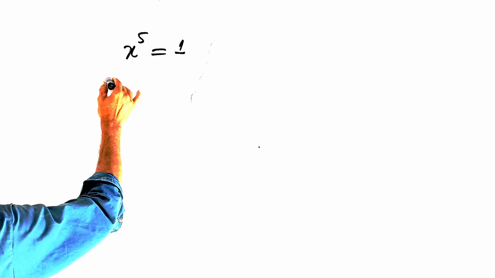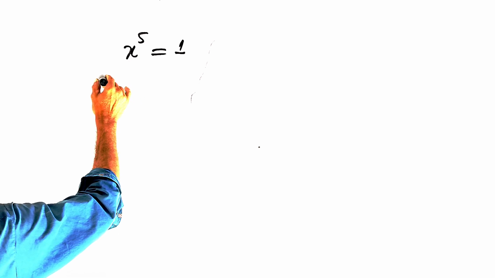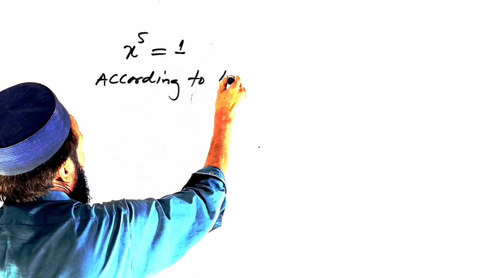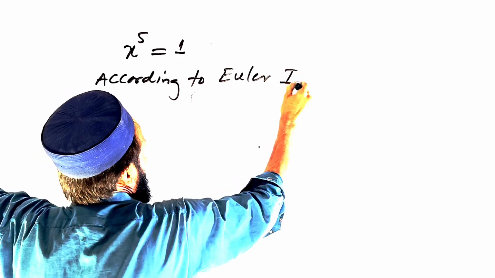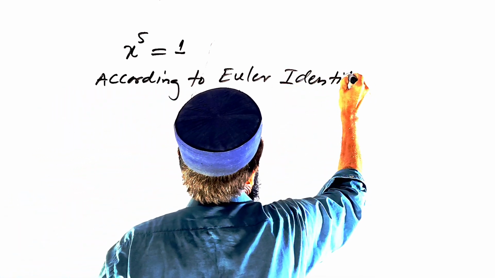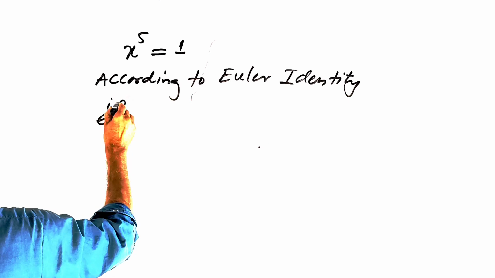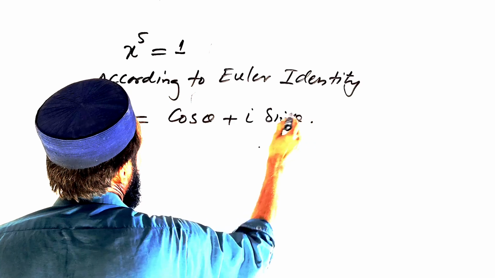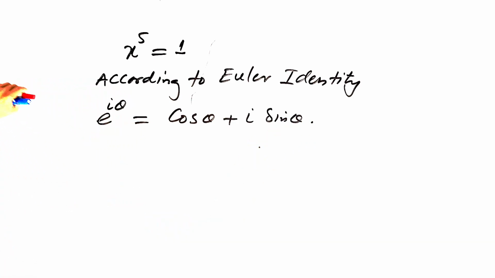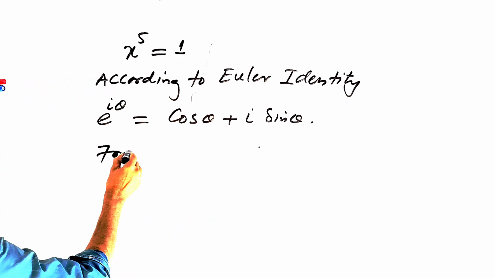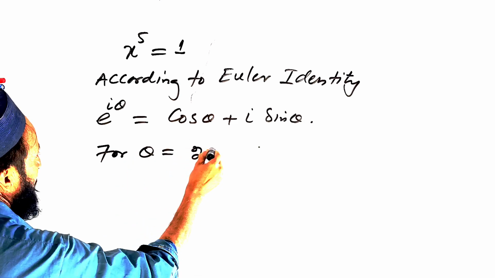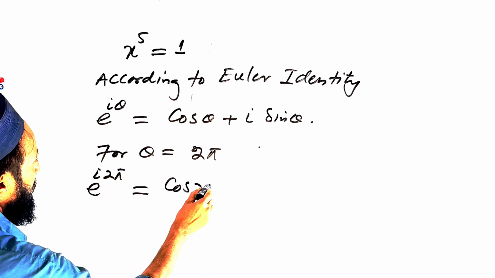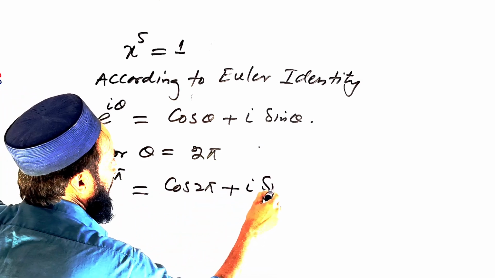According to the Euler identity, e to the power of iota theta is equal to cos theta plus iota sin theta. If theta is used here as 2 pi, then e to the power of iota 2 pi is equal to cos 2 pi plus iota sin 2 pi.